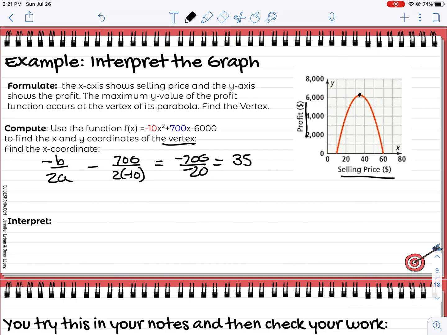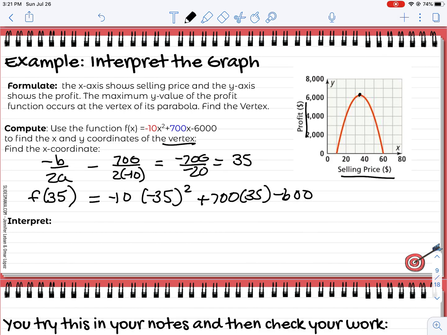Now to figure out my profit, I have to figure out f of 35. So we're going to substitute that 35 in every single place we see that x. Now these are giant numbers. I probably would not mental math this. I think I would just stick that all in my calculator. It's going to come out 6,250, which seems reasonable because it looked like it was a little bit above the 6,000 line. So that seems like a pretty reasonable y value.